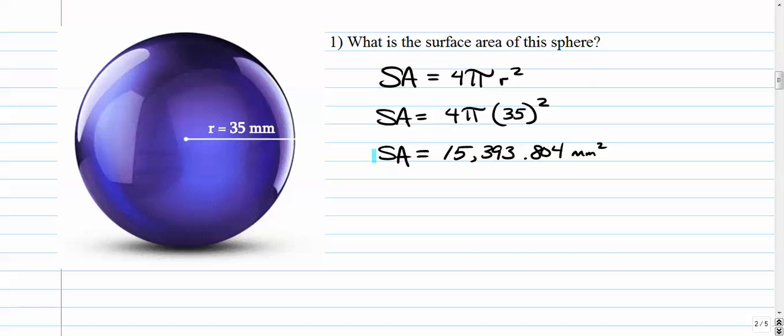Remember, surface area is in units squared. So what that actually means is that if you were to cover this sphere in paint, it would take that much paint to cover the whole thing. Surface area is the amount of space on the outside.